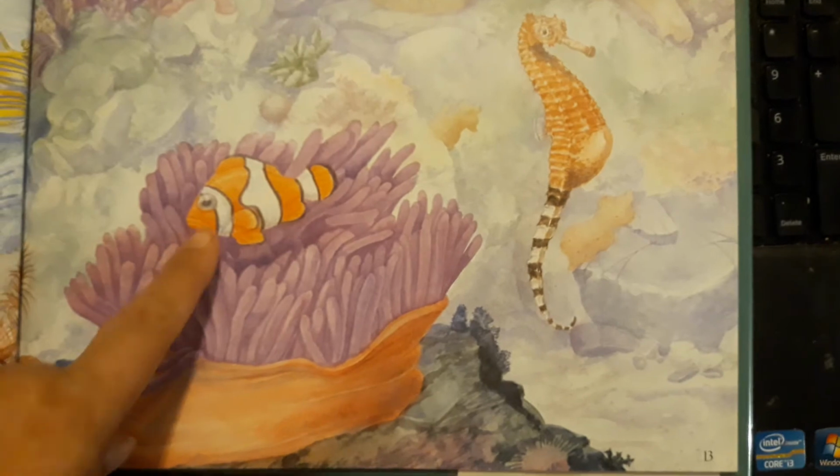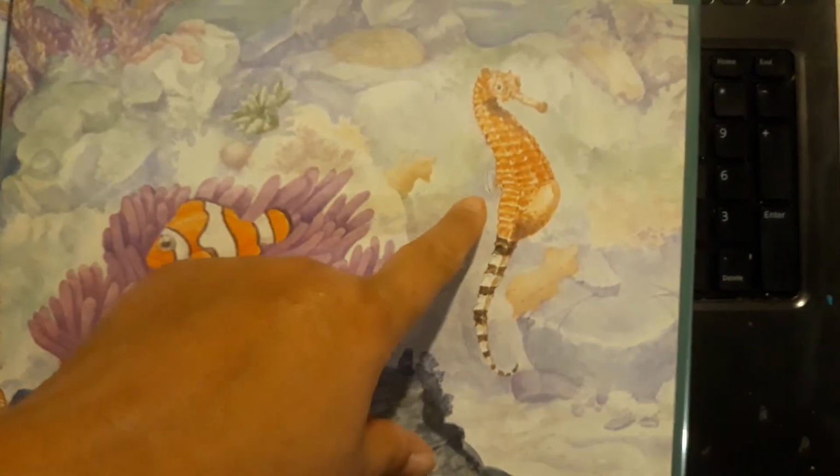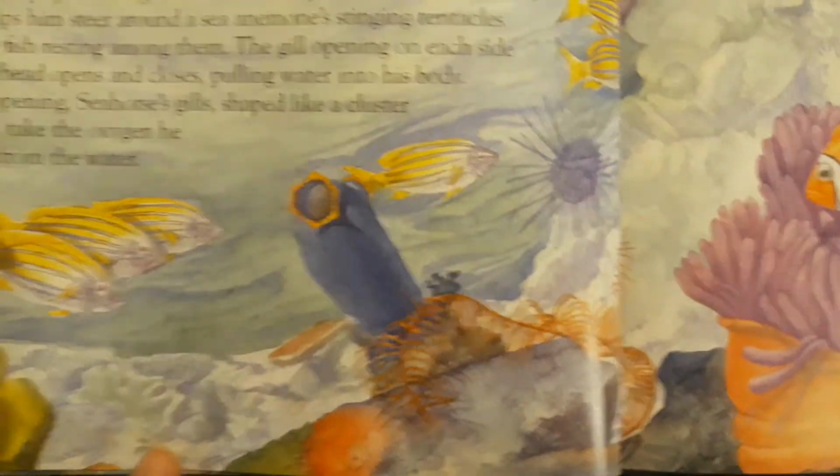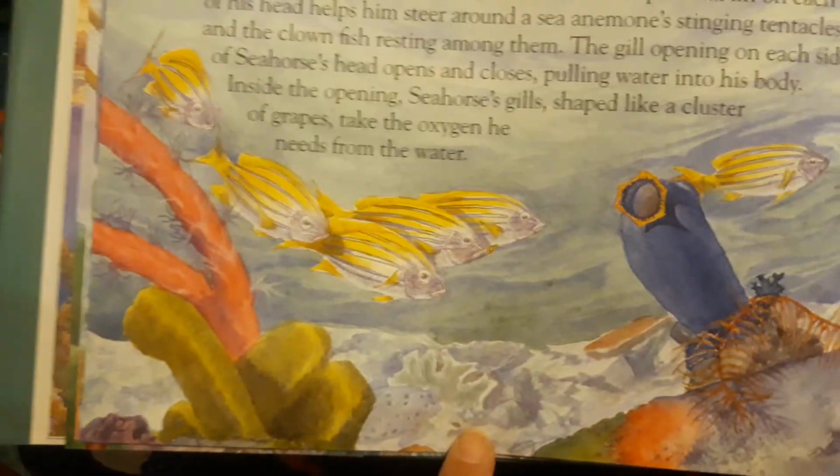Look here, it's almost like we've got a Nemo in here. See the seahorse too? And look at all these other pretty fish. Look at all them.